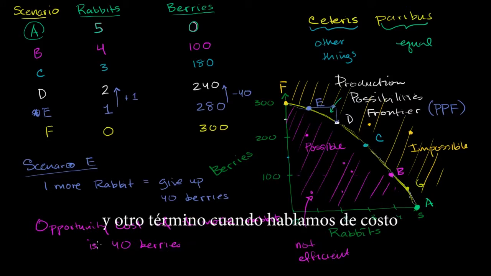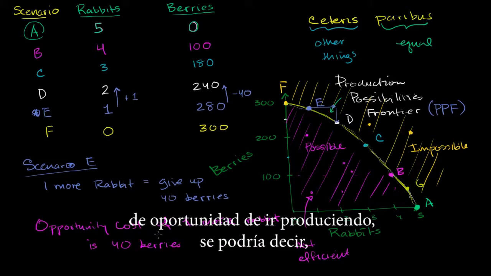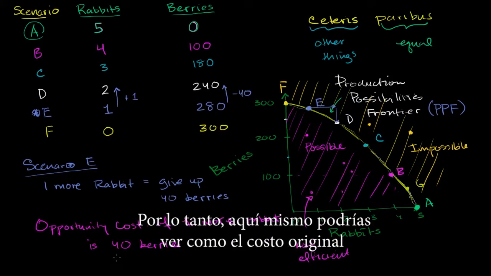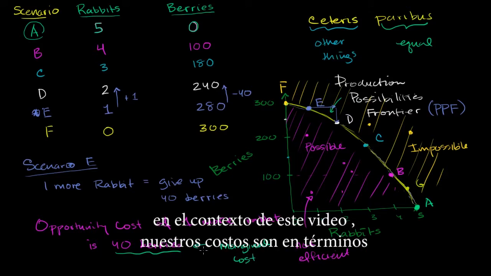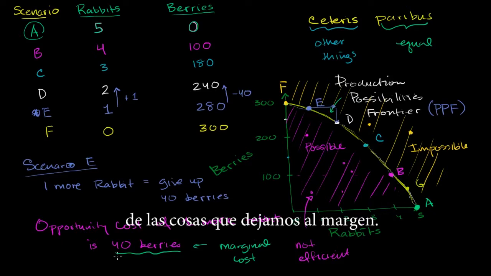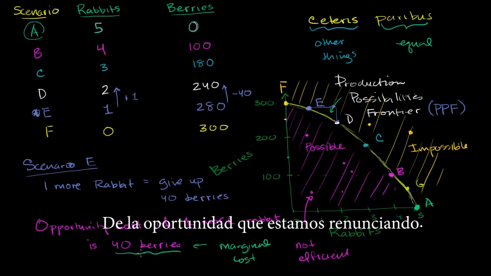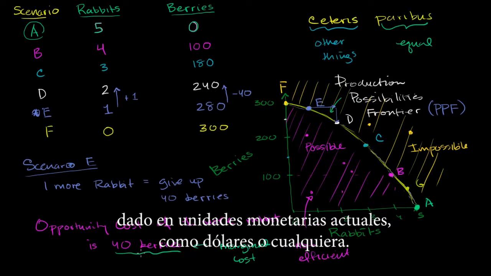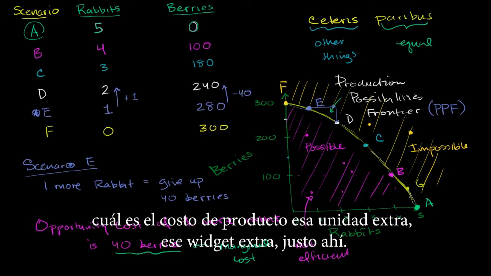And another term, when we talk about the opportunity cost of producing one more unit, that's sometimes called the marginal cost. So this right over here, you can also view as the marginal cost. In the context of this video, our costs are in terms of the opportunity that I'm giving up. In other scenarios, you'll see sometimes the marginal cost be given in actual monetary units, like dollars or whatever else. What was the cost of producing that extra unit, that extra widget right over there?